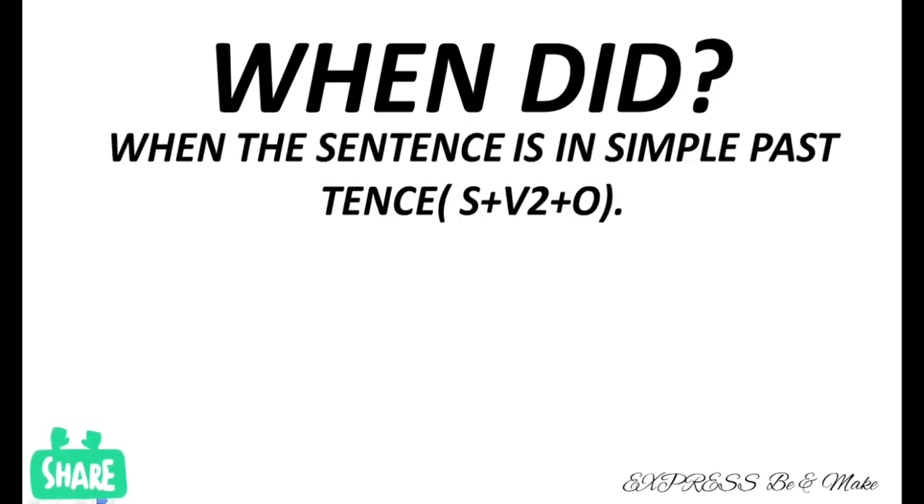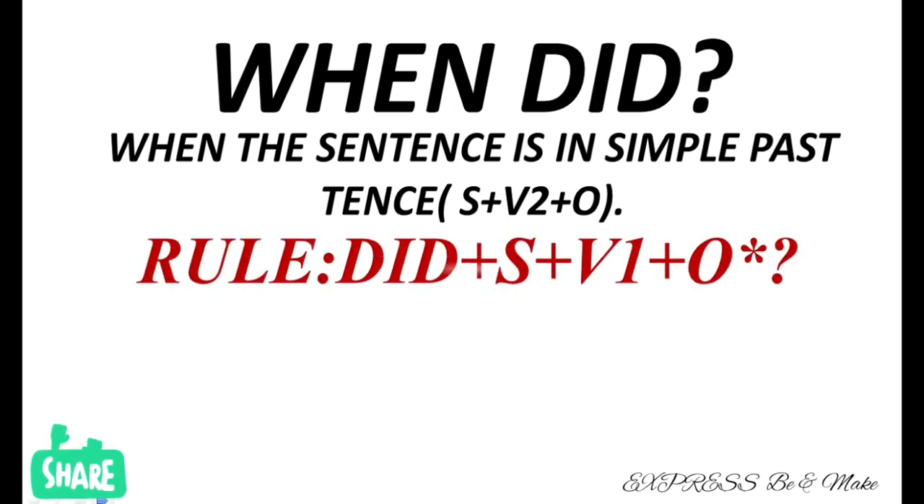When did. So hopefully you have seen that when do, this is simple present tense, when does, this is also simple present tense. Then did, as the word did belongs to the simple past tense form, that means if the sentence is in the simple past form, then only you should use did for making it interrogative. Okay, and the rule is what? Did plus subject plus V1 plus object.